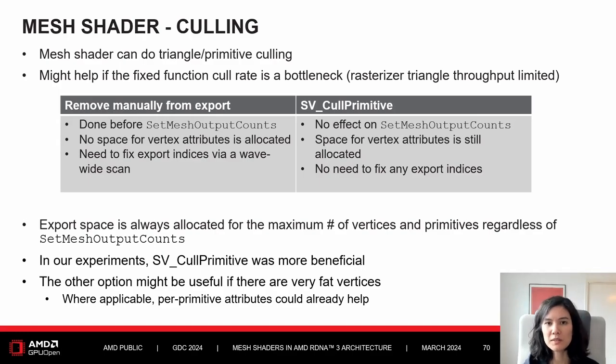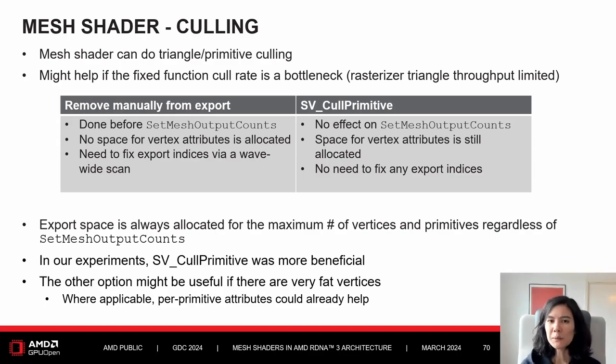The second option is that you use SV_CullPrimitive. This has no effect on SetMeshOutputCounts, and this also means that the space for the vertex attributes is still allocated. However, you don't need to fix any export indices. Please note that the export space is always allocated for the maximum number of primitives, regardless of SetMeshOutputCounts.